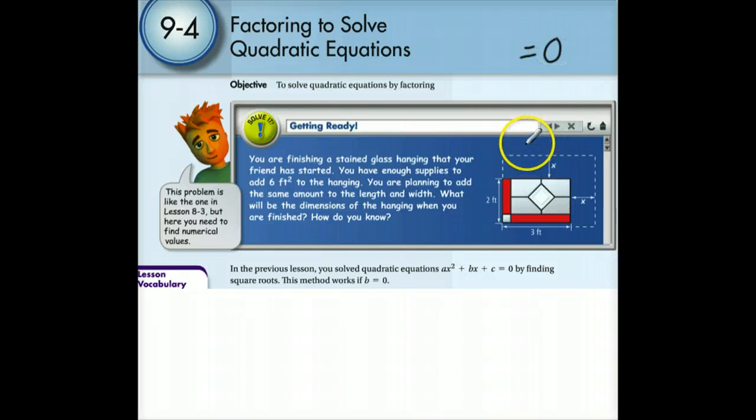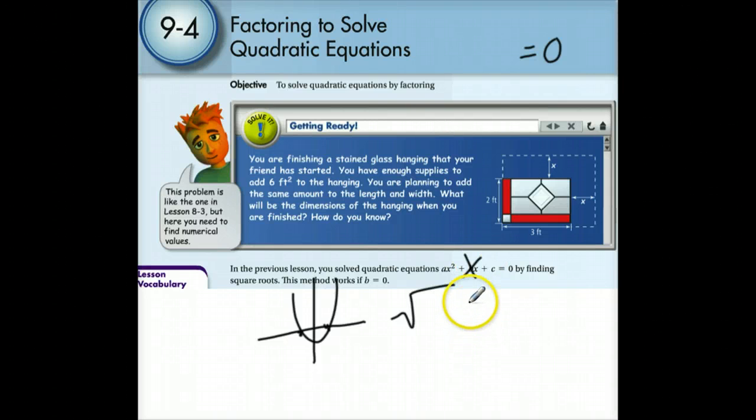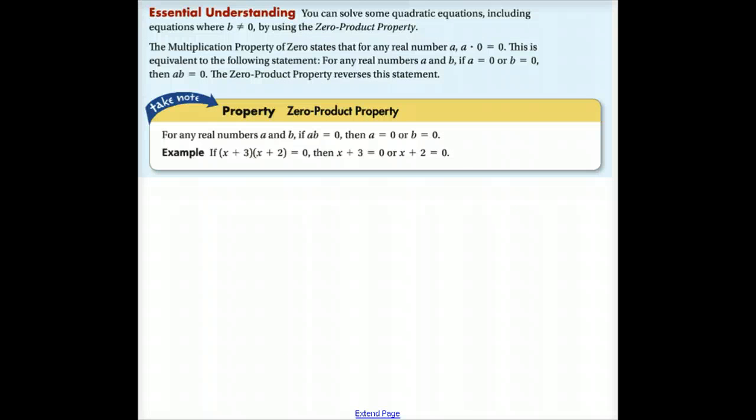We learned yesterday that we can graph and find the solution, so wherever the graph hits the x-axis are two solutions. And we can also do the square root. Now we only did that when there wasn't a b, when b equaled 0, so we just had ax squared plus c. That's how we were able to do the square root. So that's not the case in this lesson, so we need to do a different method.